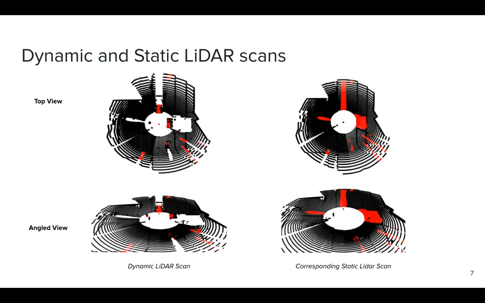Before we go further, let's look at a sample dynamic and static LiDAR scan. The LiDAR sensor at the center captures a 360-degree view of its surroundings. Throughout our presentation, we follow the convention that red in a dynamic scan depicts the movable agents in the surrounding. The static LiDAR points occluded by dynamic objects are also represented as red in corresponding static LiDAR scans.